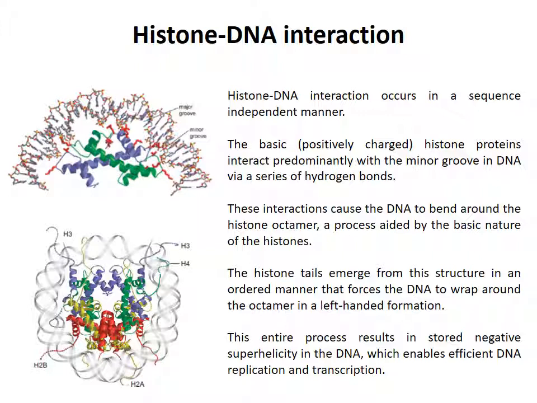One of the consequences of this interaction is that DNA is forced to bend around the histone octamer, and it achieves this via an interaction with the minor groove of the DNA via a series of hydrogen bonds. This bending of the DNA is assisted by the fact that there's a big polar difference between the histone proteins and the DNA itself. So the histone proteins are very positively charged, whereas the DNA is very negatively charged, which again aids in this bending of the DNA around that histone octamer disc.